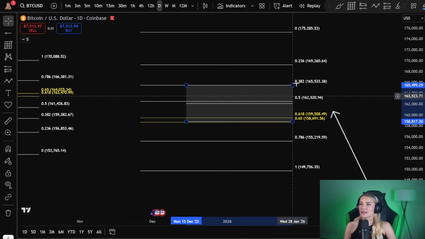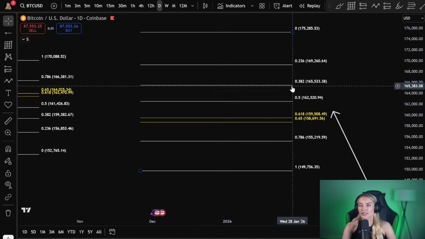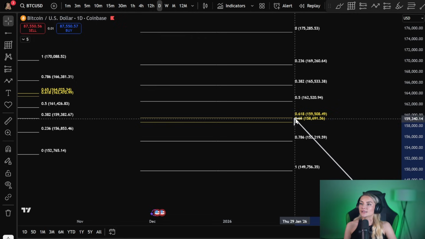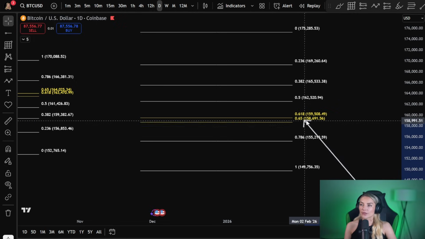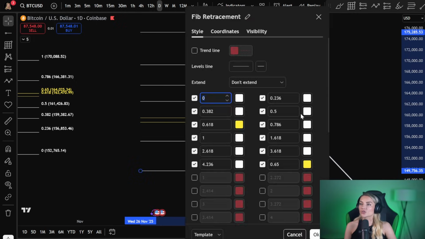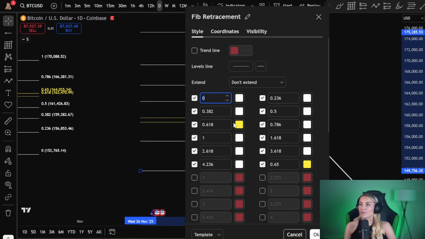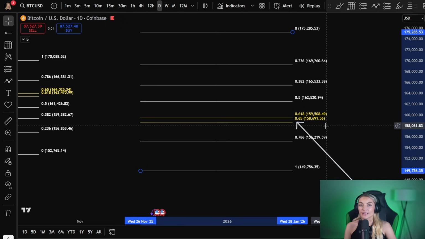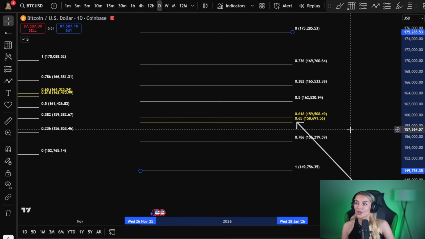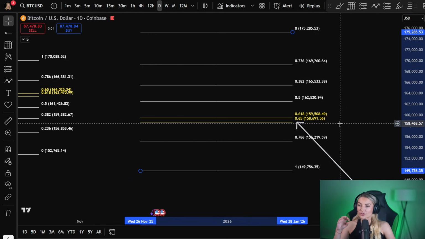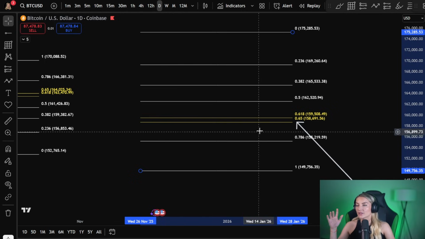But in fact, that is wrong, because the real retracement zone sits between 0.618 and 0.65. So all you need to do is just click on your settings and make sure you add that level in. The way I did it is I made it yellow, so I know that that's my golden zone and the zone that the institutions are interested in. So that's where I combine all my other strategies, all my other entry strategies, and that's what you should be doing as well. You should be looking at this zone.